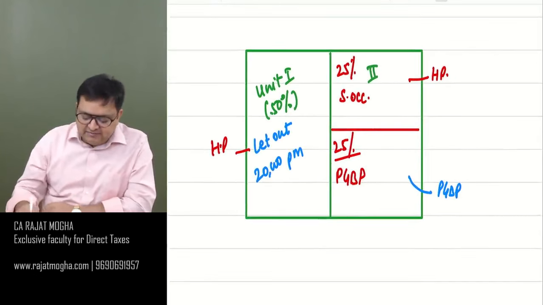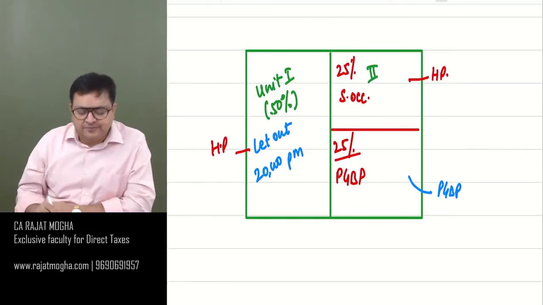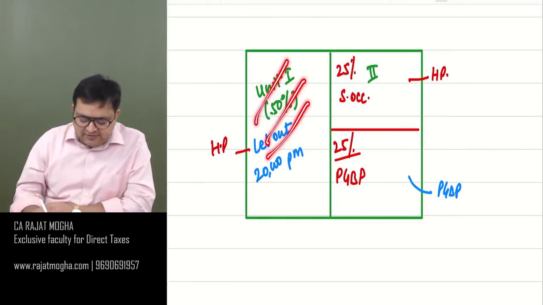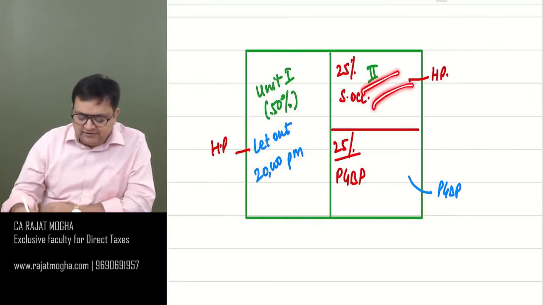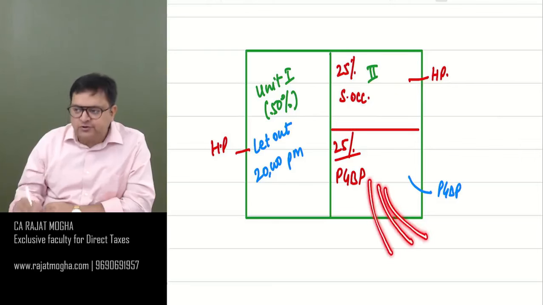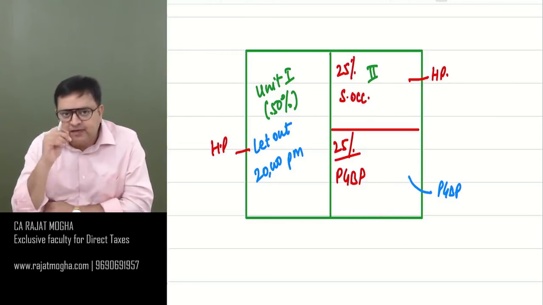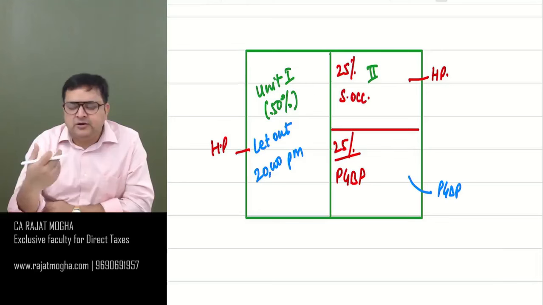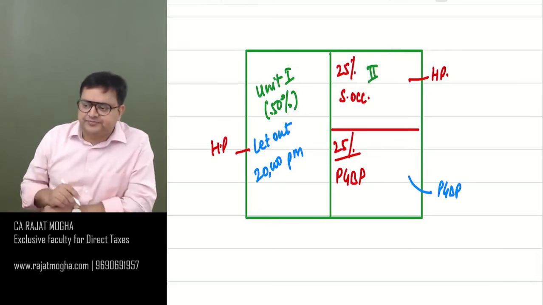So let's say, for example, we have paid municipal taxes of this house. So 50% of the municipal taxes is related to let out, 25% is related to self-occupied, and the remaining 25% would be related to PGBP expense. I believe that everybody is clear on how we have divided it. So all expenses will be done accordingly: 50%, 25%, 25%.